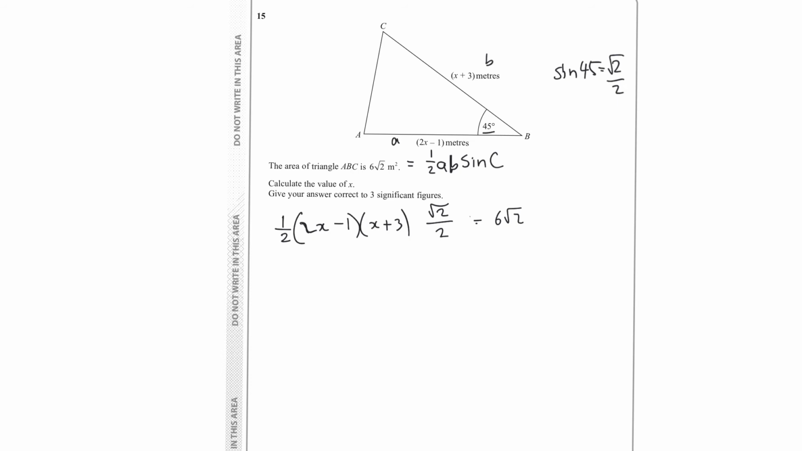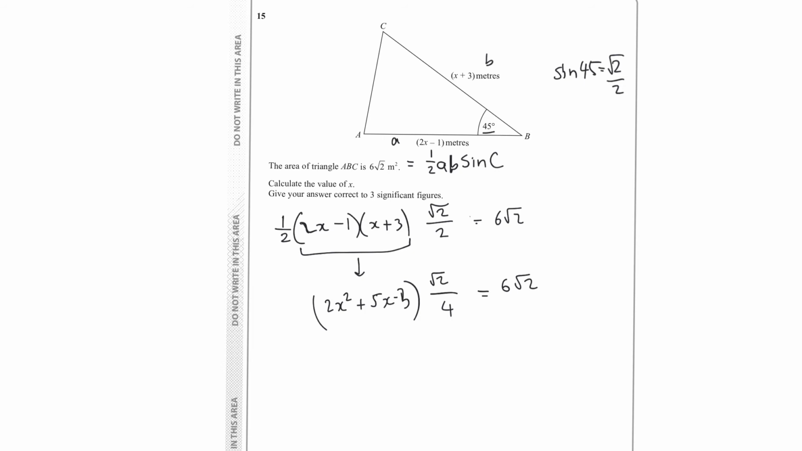Okay, so the first thing is we're going to expand the brackets. Expanding the brackets would leave us with 2x squared minus x plus 6x minus 3. So that would simplify into 2x squared plus 5x minus 3. And then that is multiplied by half times root 2 over 2. Multiplying those two together would leave you with root 2 over 4, is equal to 6 root 2.